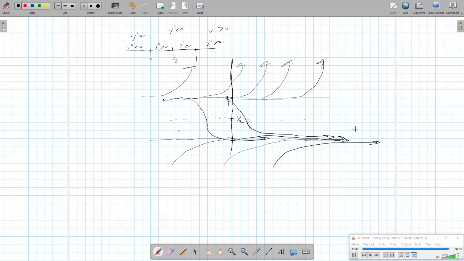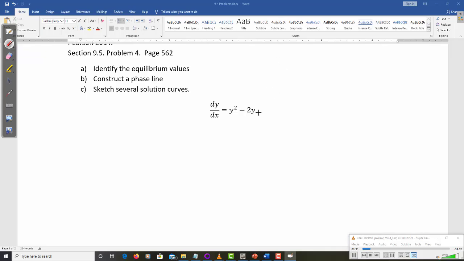This is what's called a stable equilibrium point, and this is unstable. That's unstable equilibrium. Let's do one from the book. This should be very similar. That's the first derivative, so go ahead and try this on your own for a bit, but y minus 2. So it has rest values at y equals 0 and y equals 2.